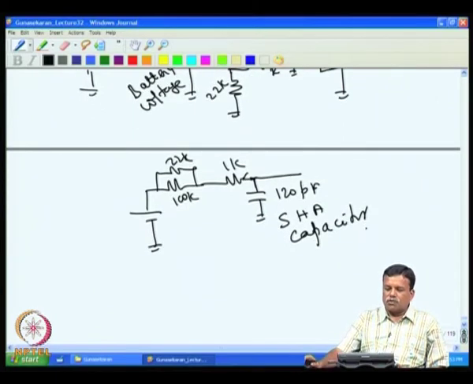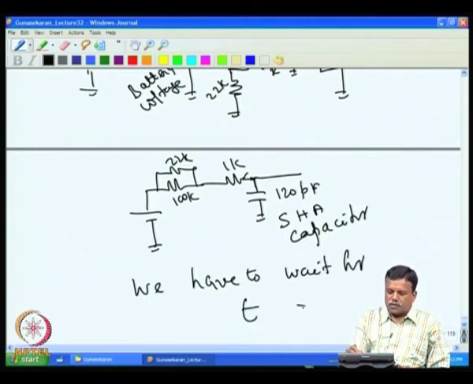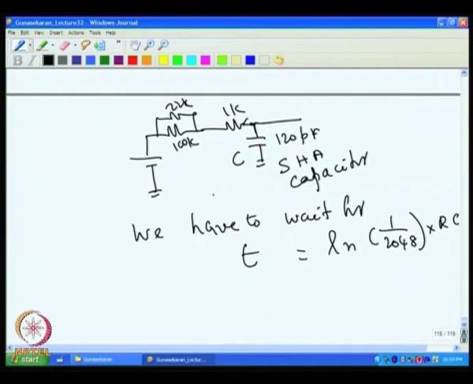So, we had charged the capacitor to half LSB, that is because it is a 10 bit converter. As we discussed, we have to wait for time t, that is equal to ln(2048) times RC, where R is nearly 20K.